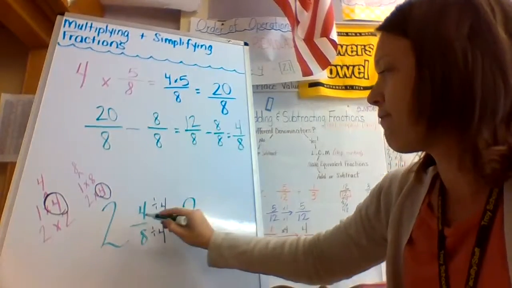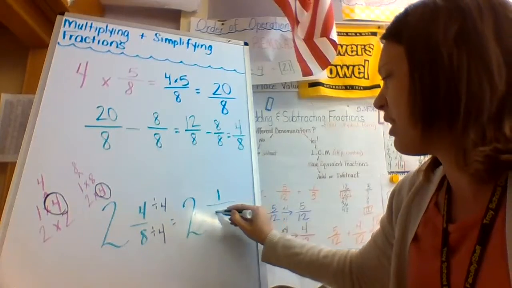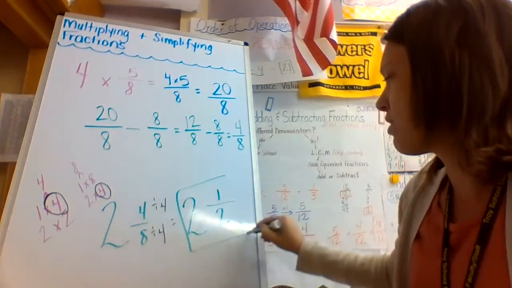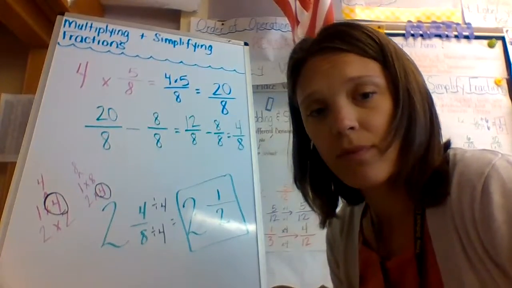Keep the 2 wholes. 4 divided by 4 is 1. 8 divided by 4 is 2. So in simplest form, this fraction is 2 and 1/2.